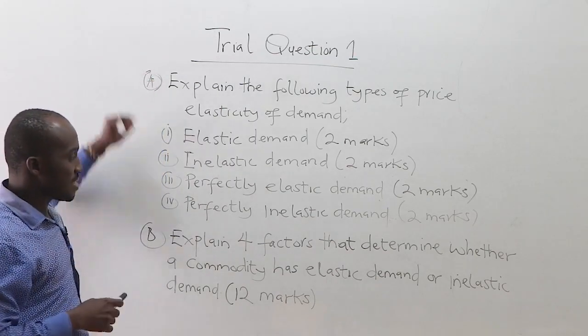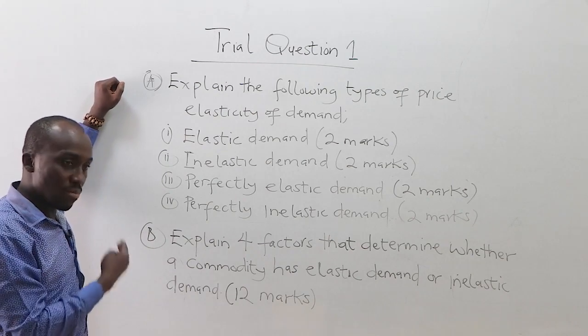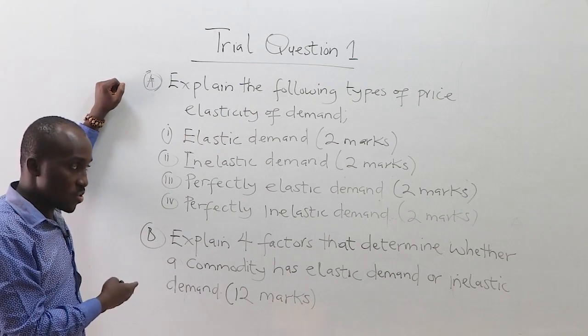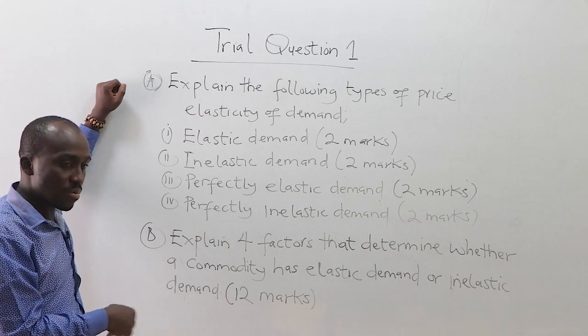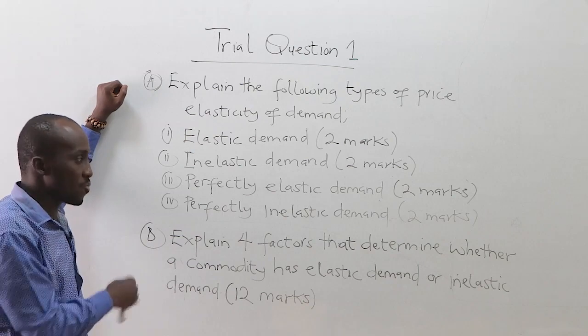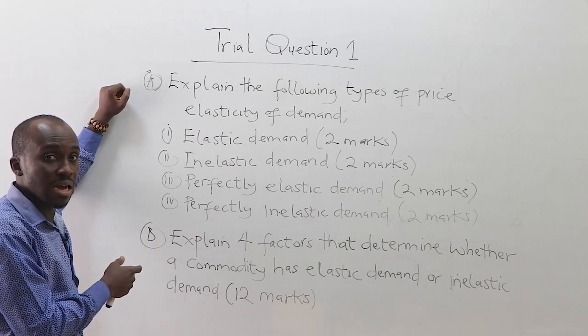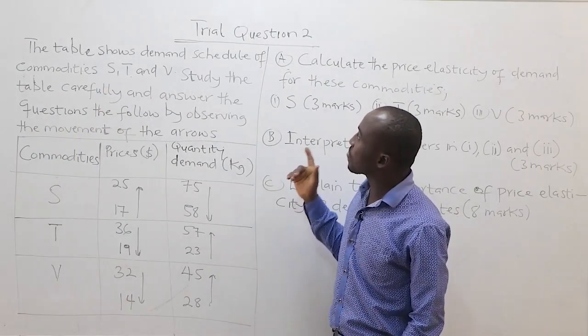Let's look at B. Explain 4 factors that determine whether a commodity has elastic demand or inelastic demand. Remember, in the main tutorial, we have said all those things about factors. We mentioned about 7 factors that determine a product being elastic or inelastic. So these are very, very simple questions to be able to handle without any difficulty. So we have another try question.